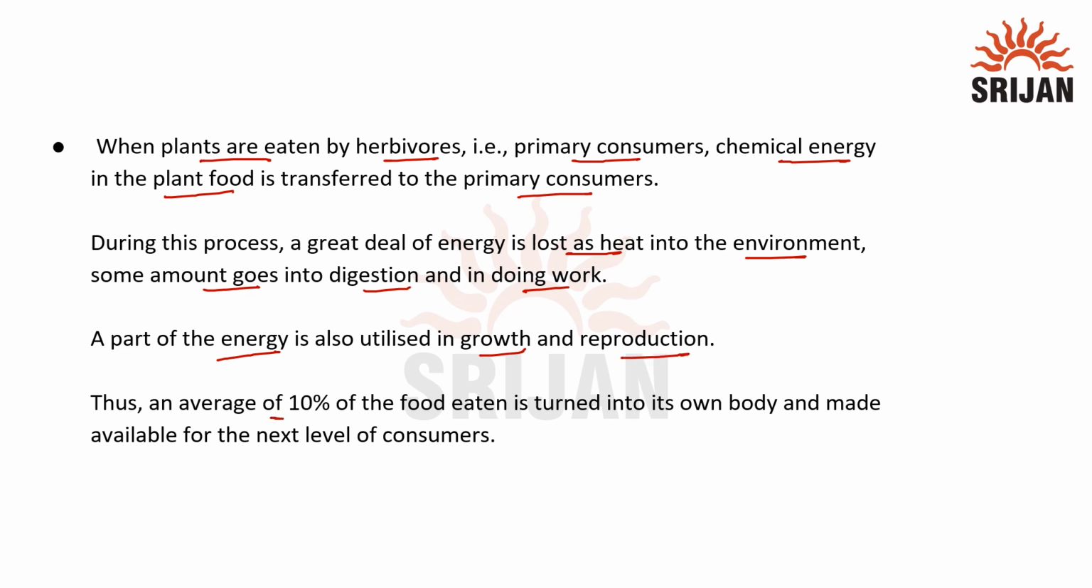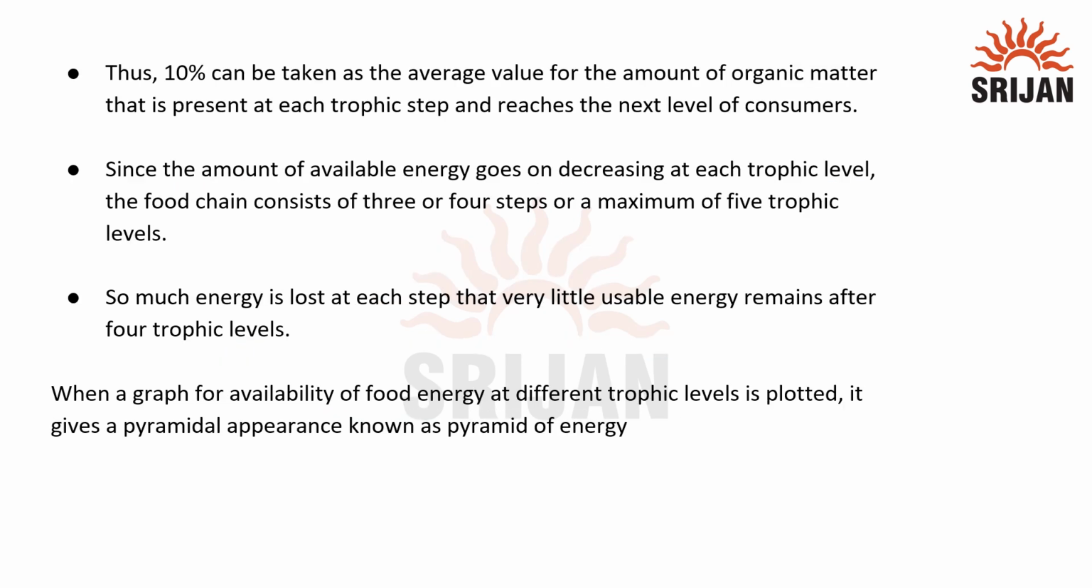So on an average, only 10% of the energy is left in the body of the plant to be transferred towards the next trophic level. As we have seen that only 10% of energy is available for the next trophic level, the amount of available energy goes on decreasing at each trophic level, and hence the food chain can consist of 3 or 4 steps or a maximum of 5 trophic levels, because lots of energy is lost at each step and very little usable energy will be remaining after the 4th trophic level.